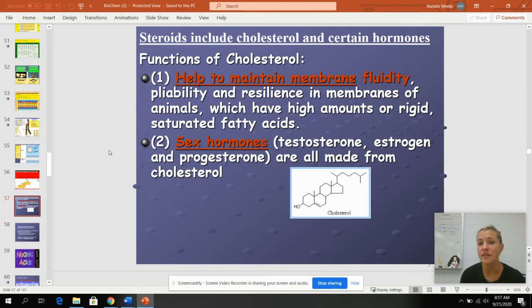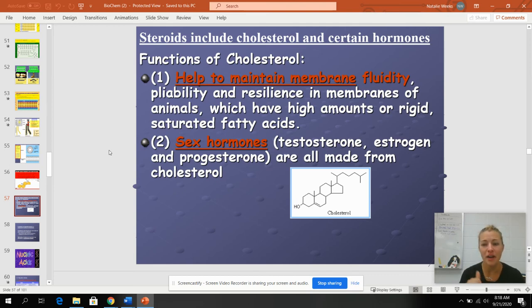So a function of these groups, including cholesterol, is to help maintain membrane fluidity. In our cell membranes, you actually have cholesterol. And we typically think of cholesterol being a bad thing. You can have high cholesterol, but you need some. Otherwise, your cells would be very, very rigid and you wouldn't be able to move all around. So we need to be able to maintain that fluidity.